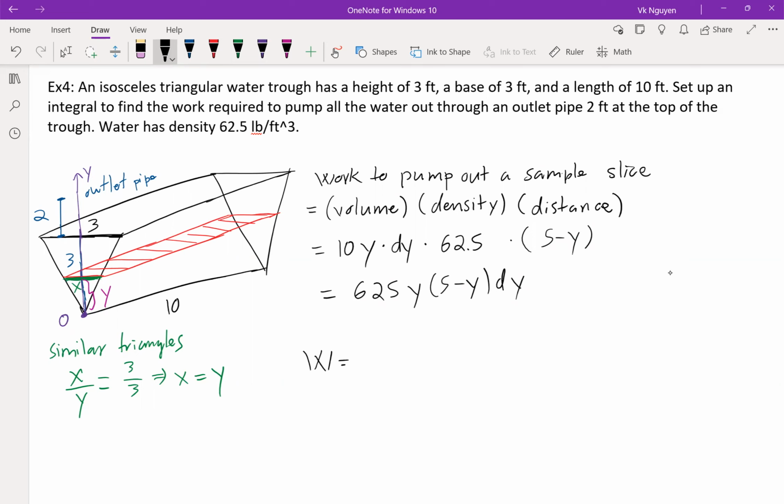So the work to pump out all the water is, we just have to add up the sample slices from the bottom to the top. That is from 0 to 3, because the height is only 3 feet. The integral of 625 y times 5 minus y dy.